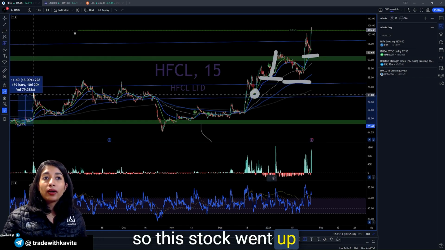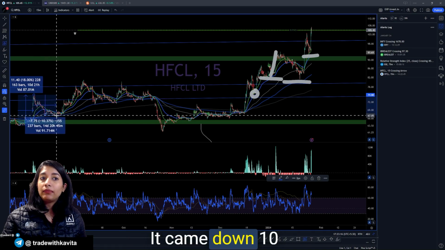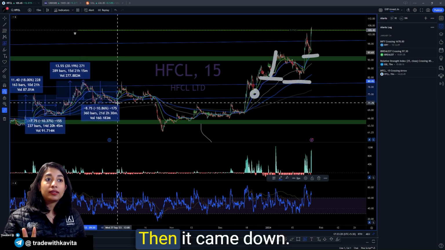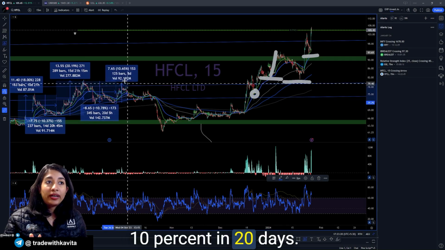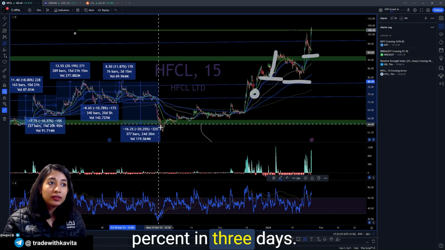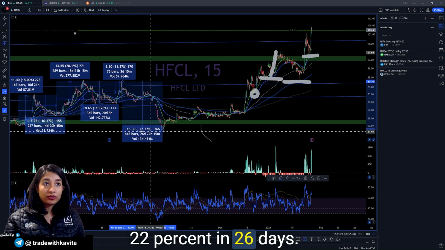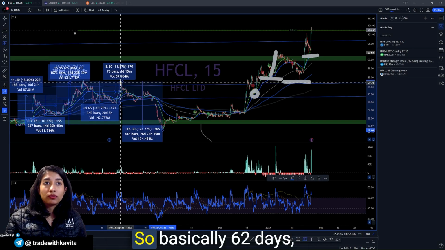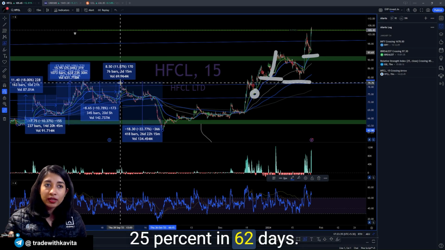The stock went up 18% in 10 days. It came down 10% in 14 days. Then it went up 20% in 15 days. Then it came down 10% in 20 days. It again went up 11% in 3 days. Then it came down 22% in 26 days. So if someone was swing trading the stock, the range would actually have been this one. So basically 25% in 62 days.